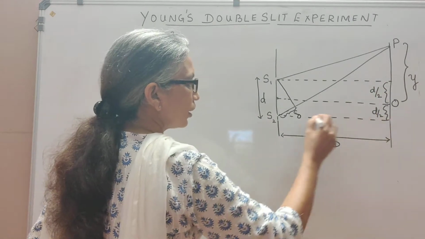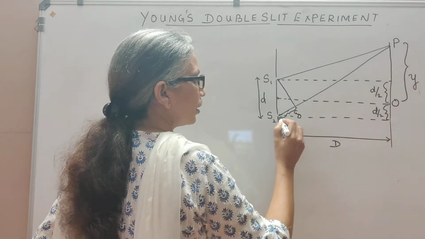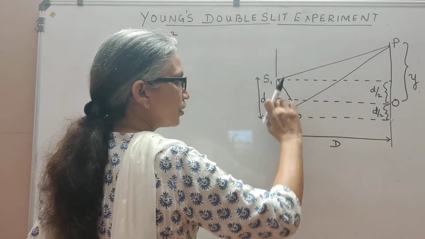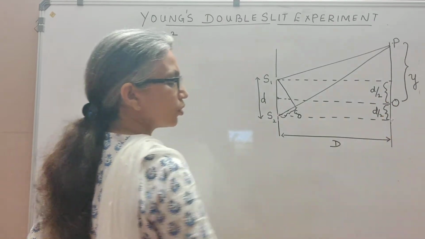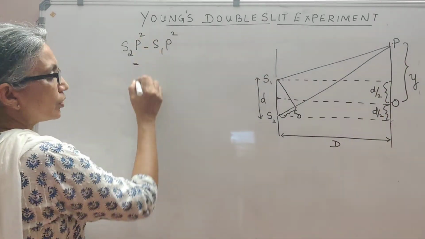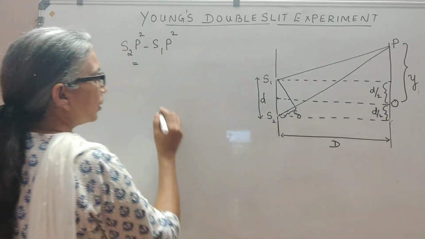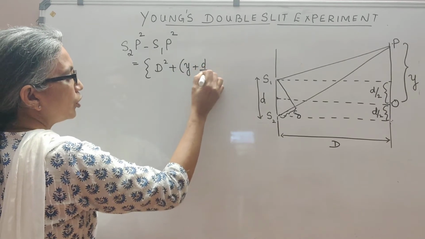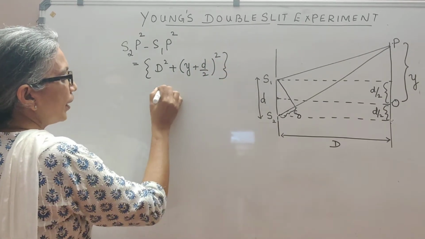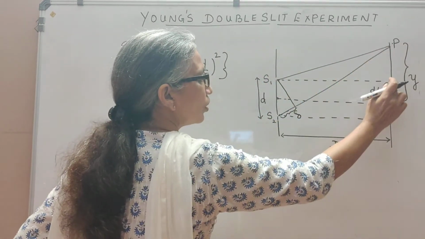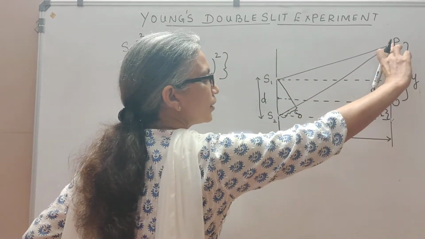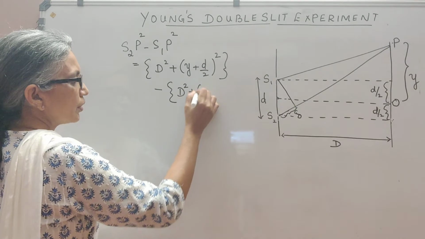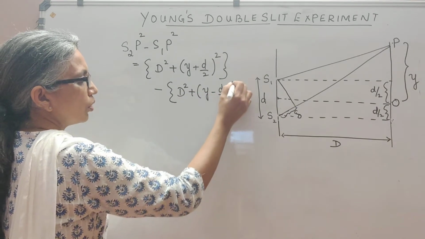So from this big triangle here, you will see S2P square is D square plus this distance, that is Y plus d by 2. Because this is d and this is the center, this much is d by 2, this is also d by 2. So I may write S2P square from this big triangle is going to be D square plus Y plus d by 2 the whole square, minus S1P from this small triangle, which will be D square plus this distance, which is Y minus d by 2. So I may write D square plus Y minus d by 2 the whole square.